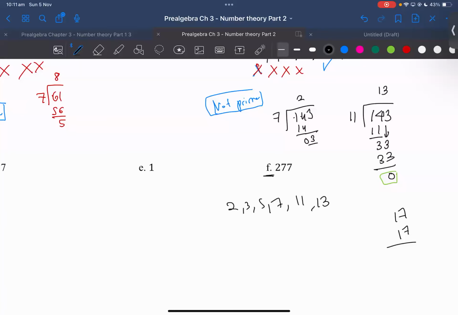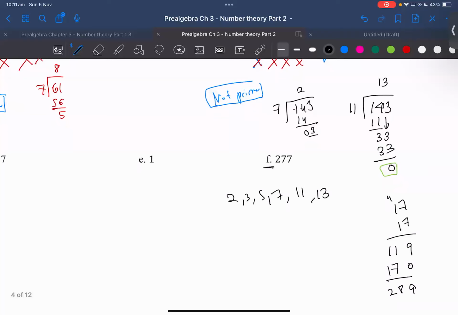Because if 17 is a factor, the other number it will be factoring with will already be smaller. So 17 we don't need to test. Because 17 squared, if you check it, is 289. That's bigger than 277. 17 we don't need to test.